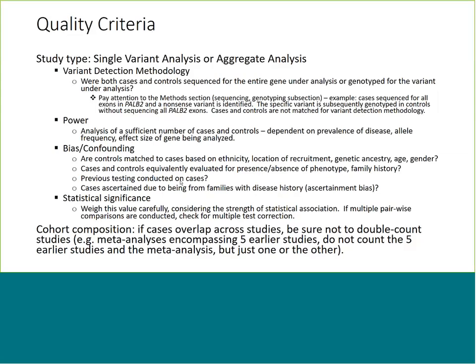And then lastly, in terms of cohort composition, something to be careful of is if cases overlap across studies, be sure not to double count those studies when scoring. For instance, we've seen breast cancer consortium meta-analyses that have looked at CHEK2 1100delC. That meta-analysis may have encompassed 5 or 6 earlier studies, so we made sure not to count points for the 5 earlier studies, but just count points for the meta-analysis.